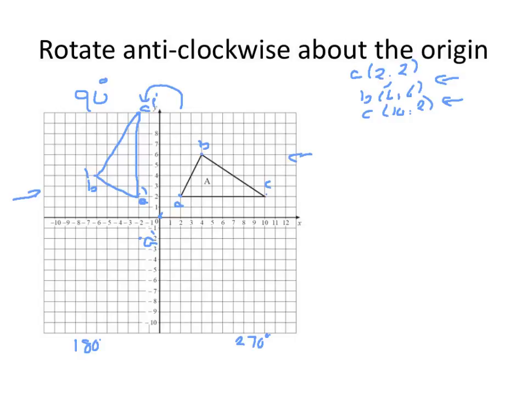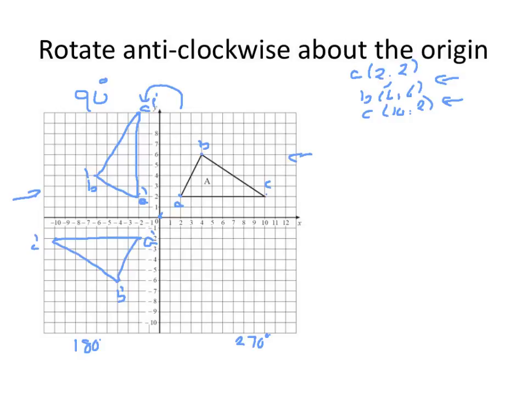B goes from 4 and 6 to -4 and -6. See, x and y stay the same, just the signs change. This will be my B there. And C goes from 10 and 2 to -10, -2. Stays the same, just my signs change. And this then is a triangle going 180 degrees.